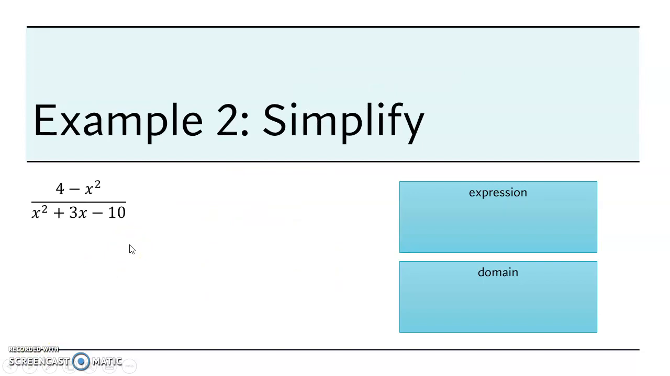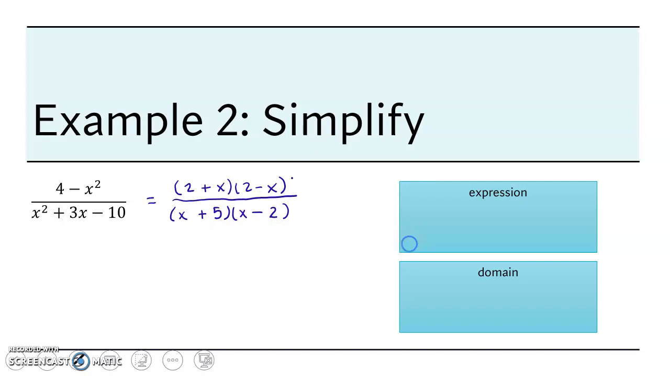All right, so in this example, we are going to do that same process, except after we do that, we will also simplify our expression. So to start with, we will factor the numerator and the denominator. I notice that the numerator is a difference of 2 squares. So I'm going to use 2 plus x and 2 minus x. And I notice that the denominator has 2 numbers that multiply to make -10 and add to make 3. So I'm going to use +5 and -2.